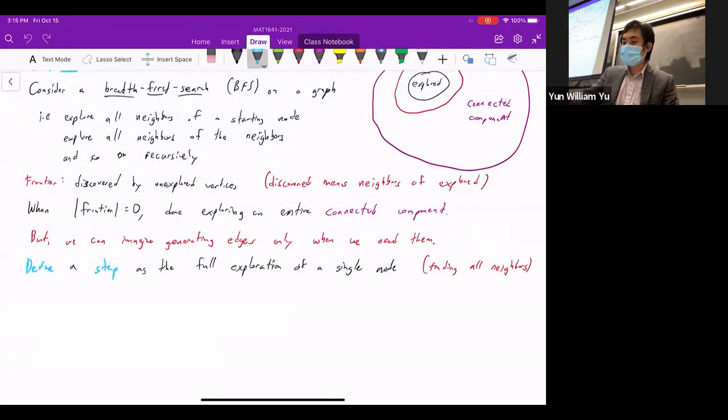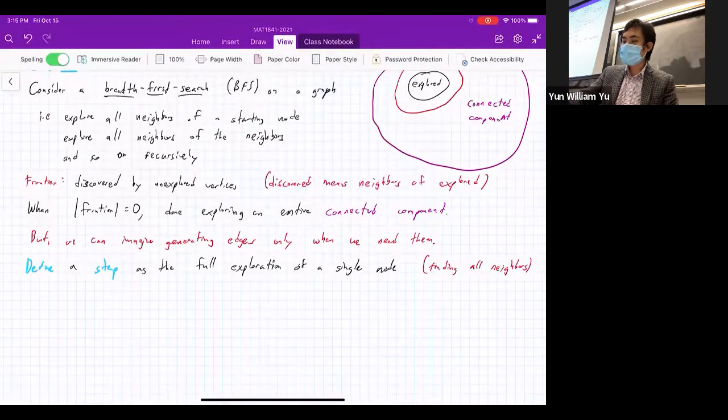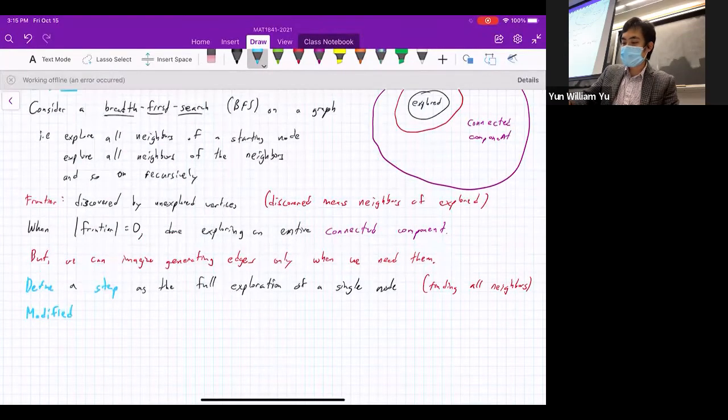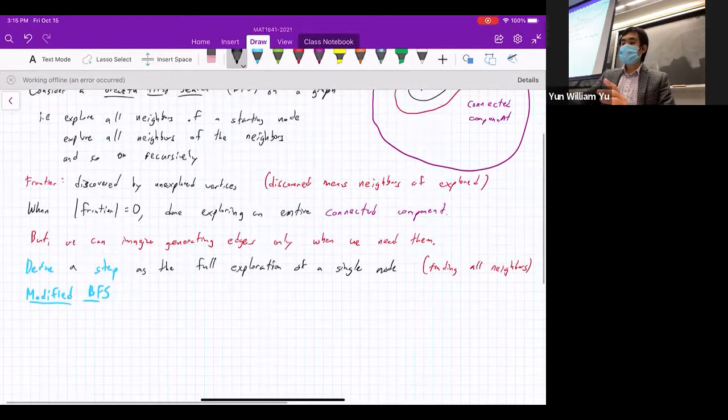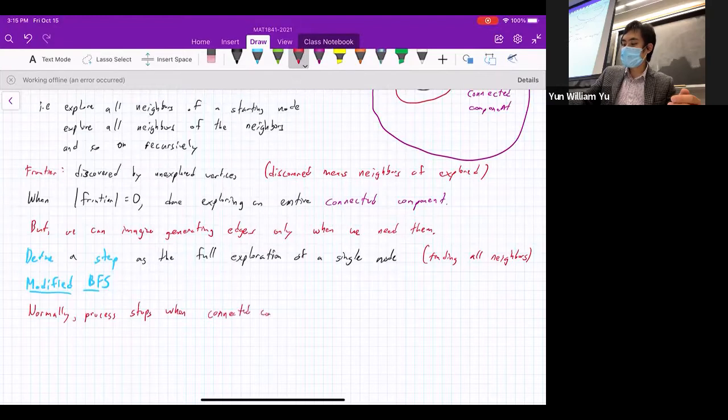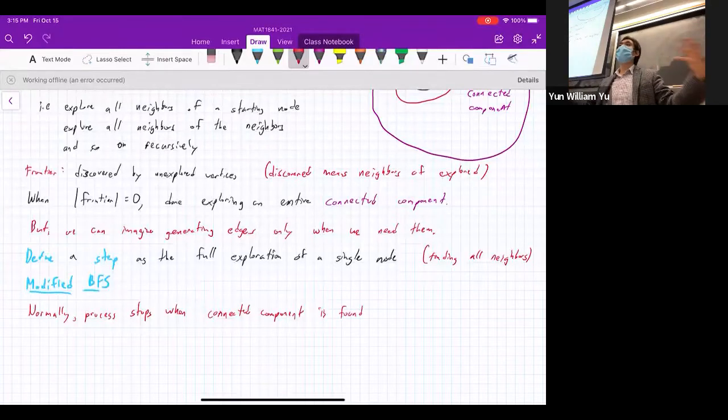So we're going to define this modified BFS, this modified breadth first search. Normally the process stops when a connected component is found. But we want our process to keep on going even after a connected component is found. So any ideas?